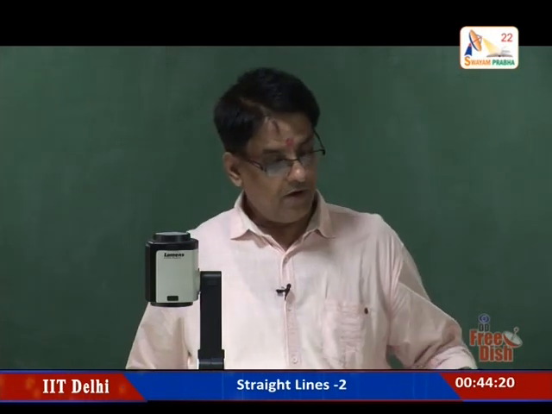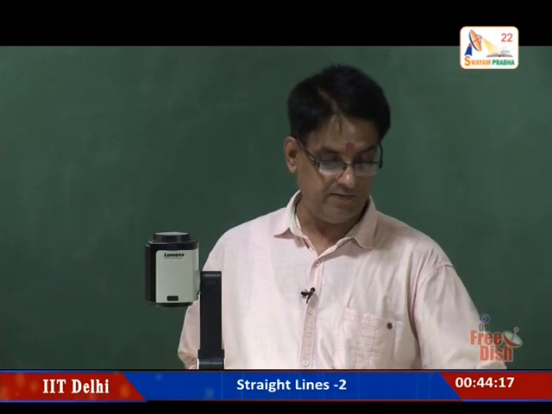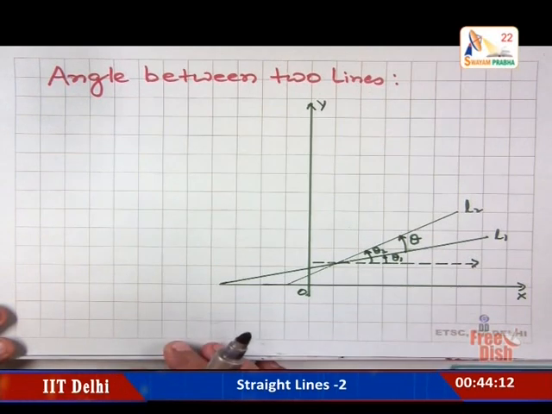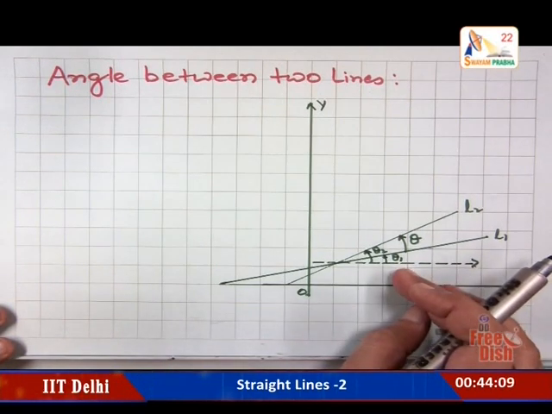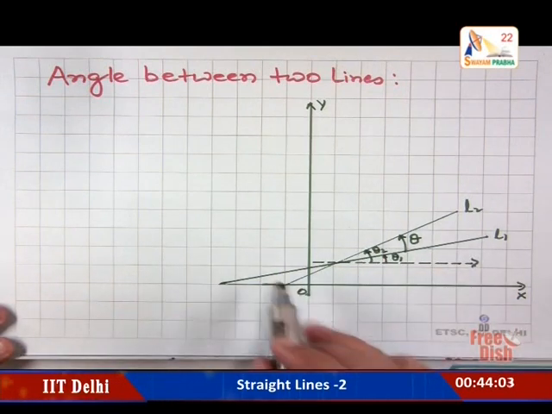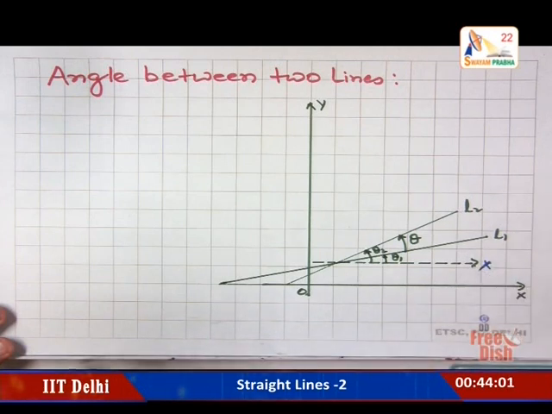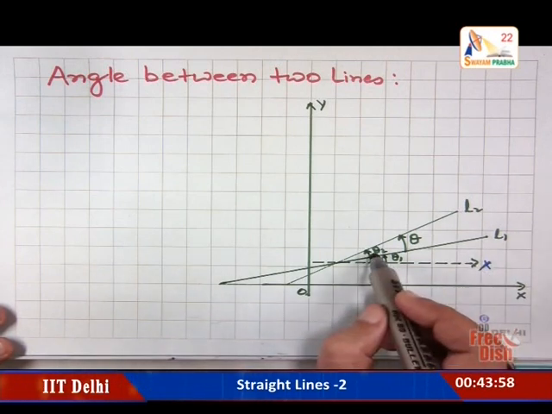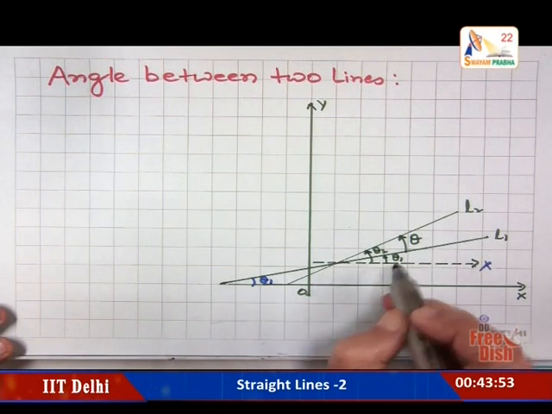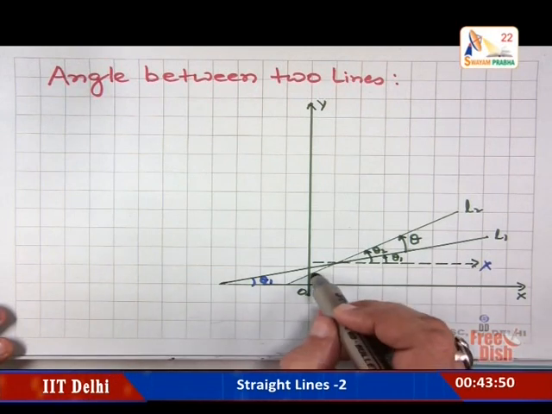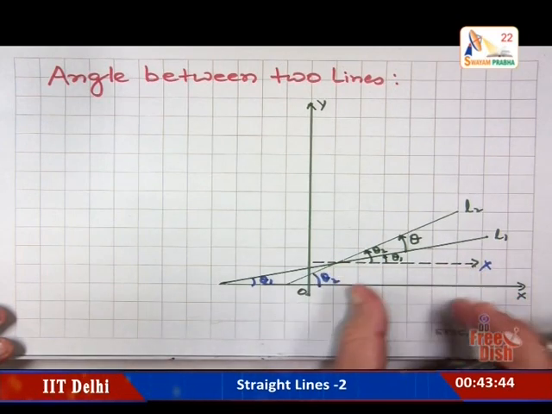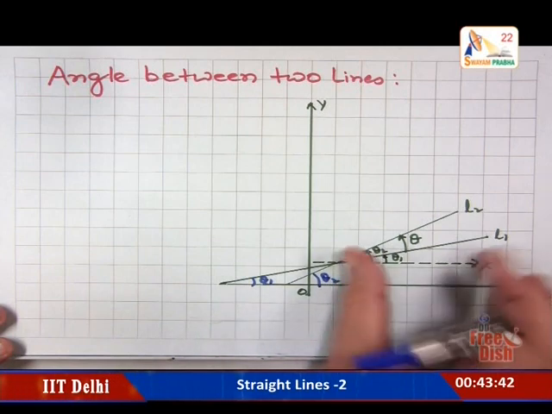Now, how can you find the angle between two lines? L1 and L2 are two lines which make angles theta 1 and theta 2 with the x-axis. Say this is x. If this line L1 makes angle theta 1, then this angle is also theta 1, and this line makes angle theta 2, then this angle is also theta 2, because these two lines are parallel lines. So just suppose this is the x-axis.